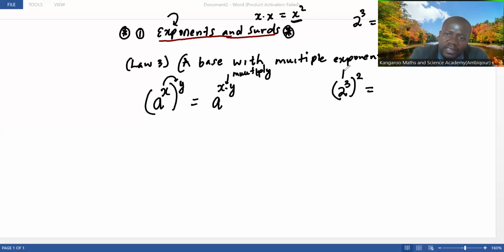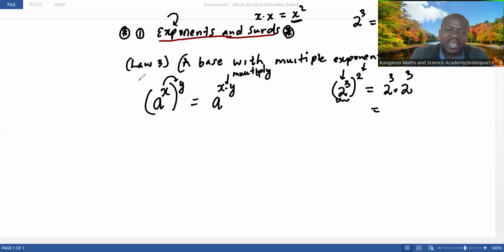3 is an exponent, even 2 is an exponent. So we can start by saying we repeat this 2 times. So this will be 2 to the power of 3 times 2 to the power of 3. You see, I've repeated 2 to the power of 3 2 times. And once you see this, it needs the multiplication law. We know under multiplication that when the bases are the same, you take one base and you add the exponents.